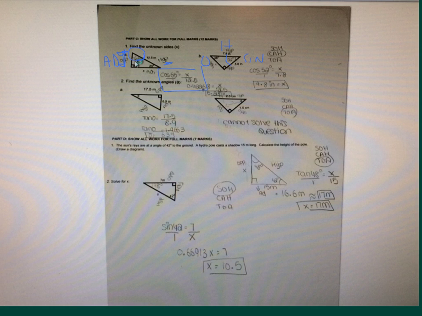For number 2a, you have tan of theta equals, and you've got those reversed. You have 17.5 over 8.9, and what you really want is 8.9 over 17.5. You want opposite over adjacent. So again, you've got these sides mislabeled according to the angle. The adjacent side always touches the angle. The opposite side is always directly across from it, like that, okay?